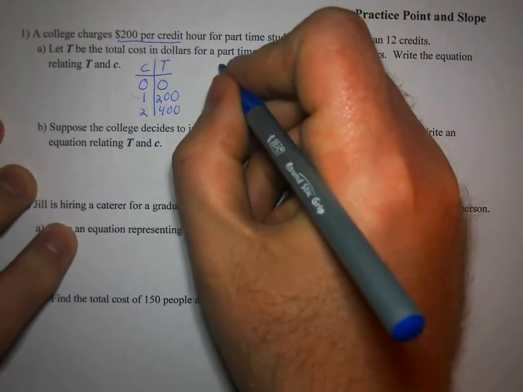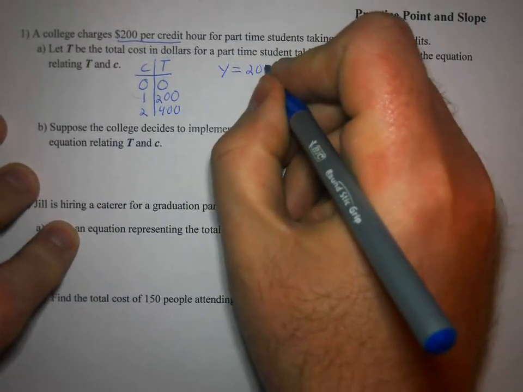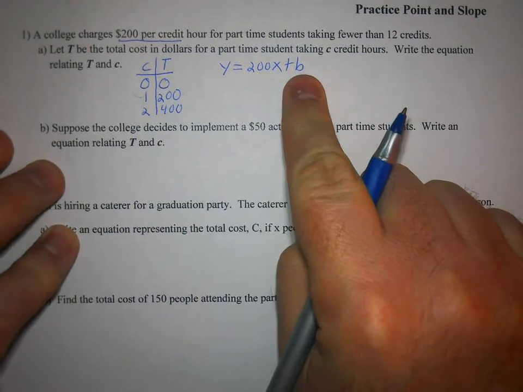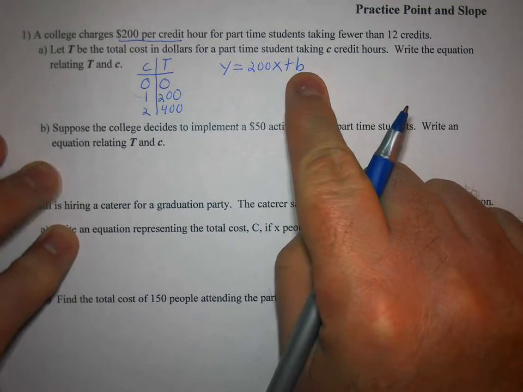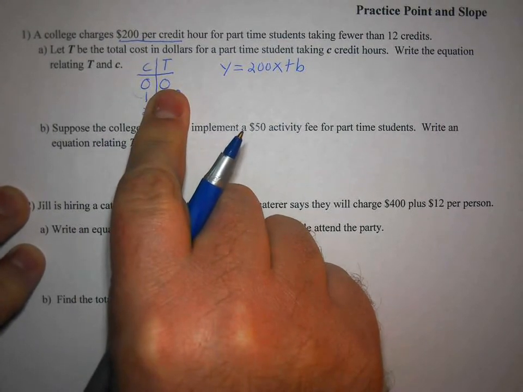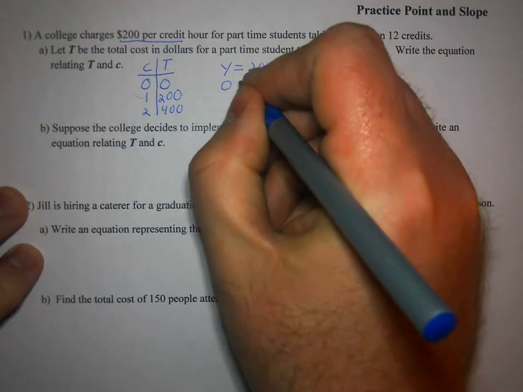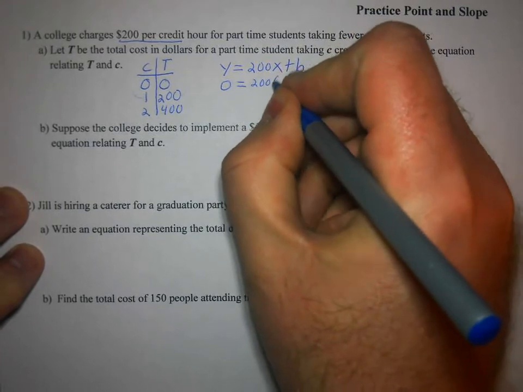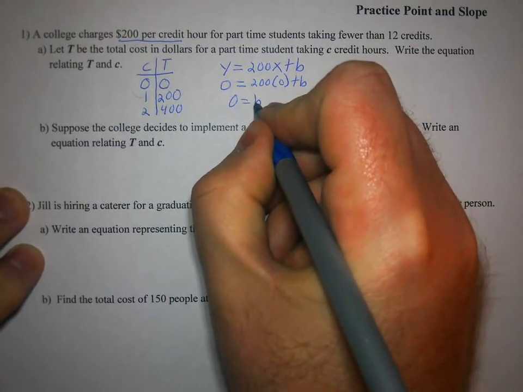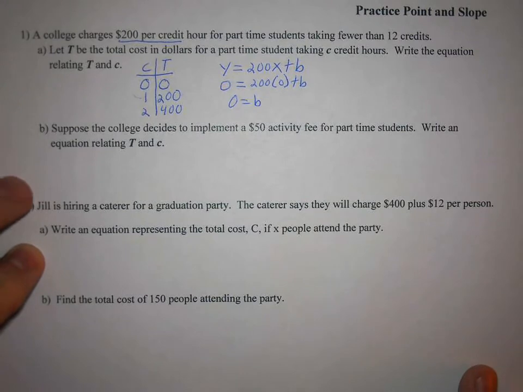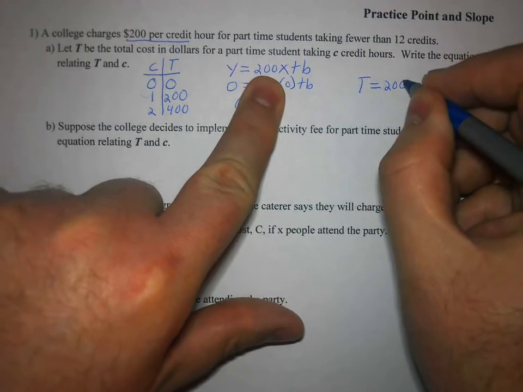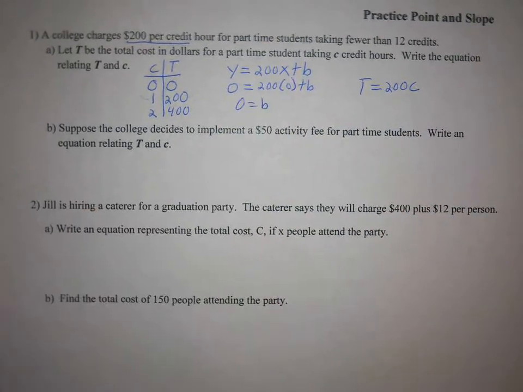So if you're thinking of y equals mx plus b, what we know right now is y equals 200x plus b. And then when you look at trying to find the b value, the vertical intercept or the starting value, well, we know that when the cost is 0, we get $0. So we know that if you put 0 in for the total cost, you took 0 credits. So what's that telling you? That 0 is the b value. So in terms of your equation, the total cost T equals 200 times C, the number of credits.